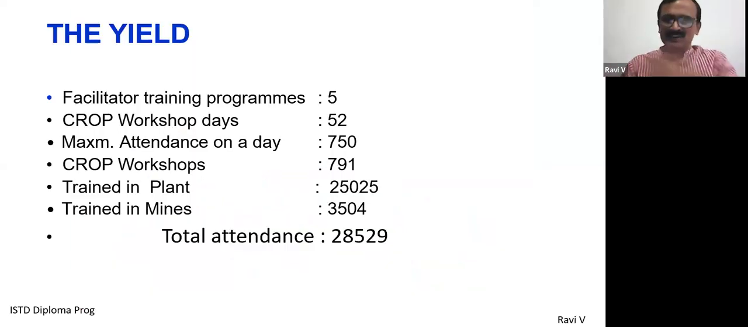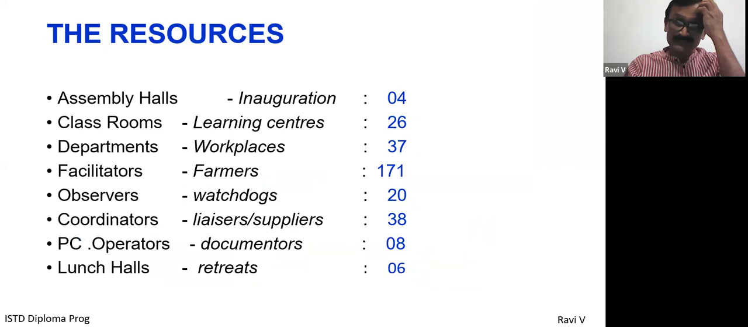We did 5 facilitator programs, 52 workshops of that nature, covering almost 2 months. Then a maximum of about 750 people attended, almost 800 workshops planned, and almost 30,000, the entire population of the plant, was covered. So this is the infrastructure which was required, just giving the numbers. Over 150 facilitators were to be used.